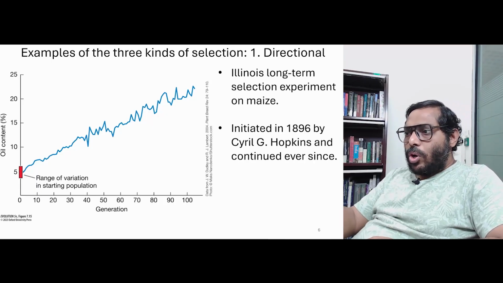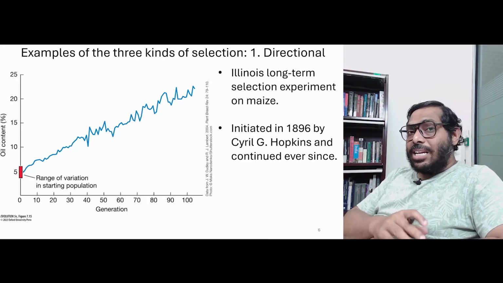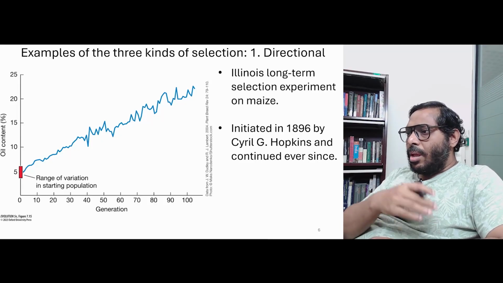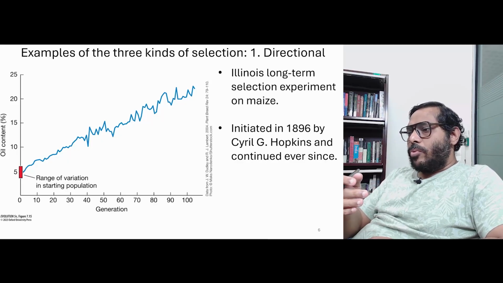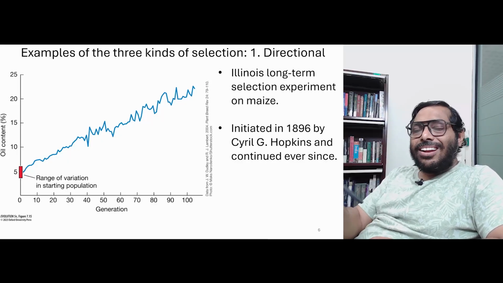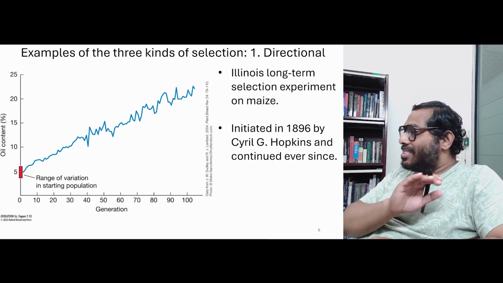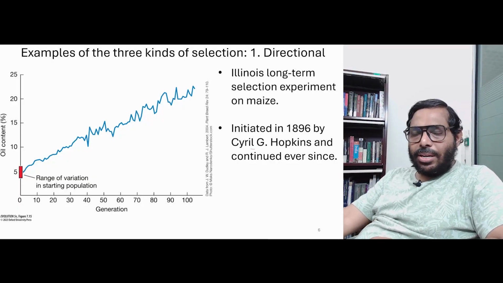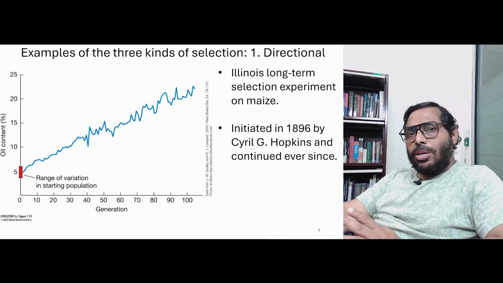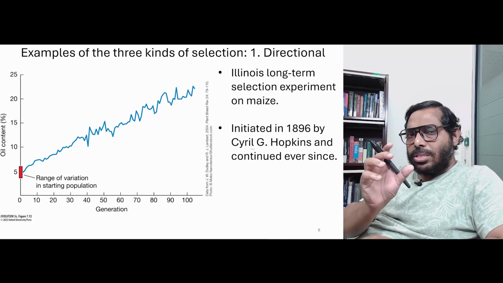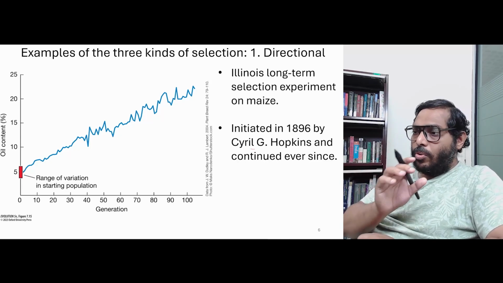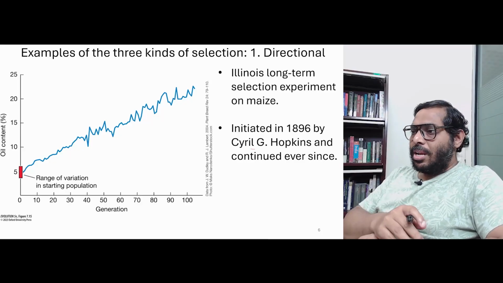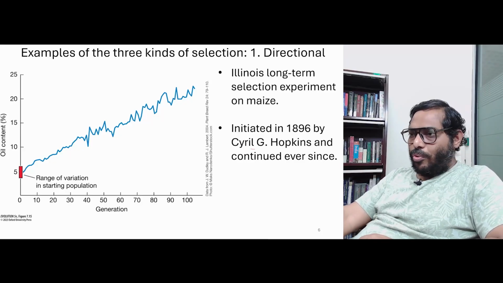This experiment was initiated in 1896, which means that right now it is 100 plus 29, close to 130 years old. It is still going on. It was initiated by this person called Cyril Hopkins, and it has continued ever since, except for about 4 years during World War II, during which they had to stop. They maintained the lines but did not do the selection, and after World War II they started all over again.